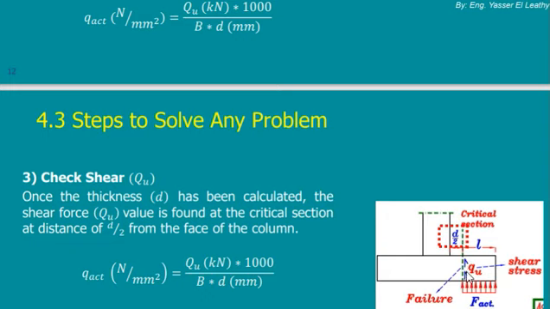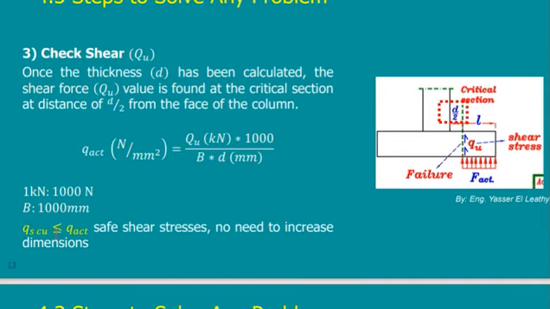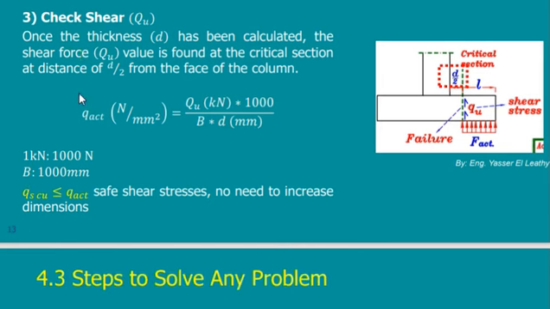So now I have to check this. I calculate the actual shearing stress on the section and compare it to the allowable given by the code. If it is less, then I am okay, and I proceed to the other check. If not, then I have to increase the depth again and calculate it again.